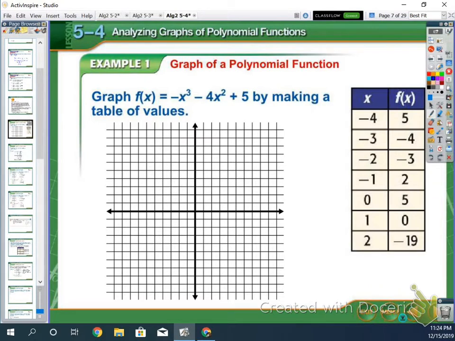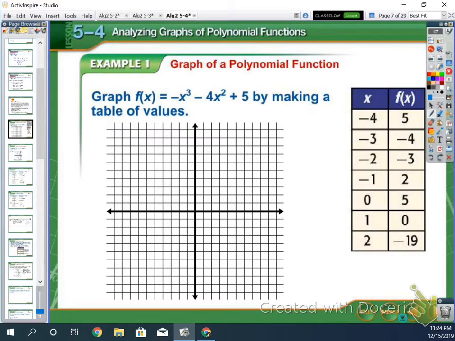So, talking about different ways to graph polynomial functions. This is one way, kind of like a lot of you did last chapter: use your calculator, type the function in, and then go to the table to see some values that you can graph. They've given us a table here, so we're just going to graph those.